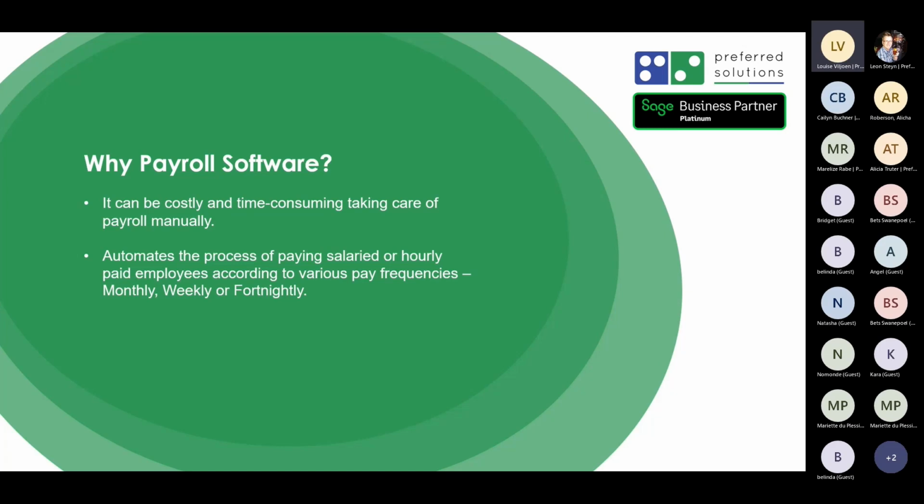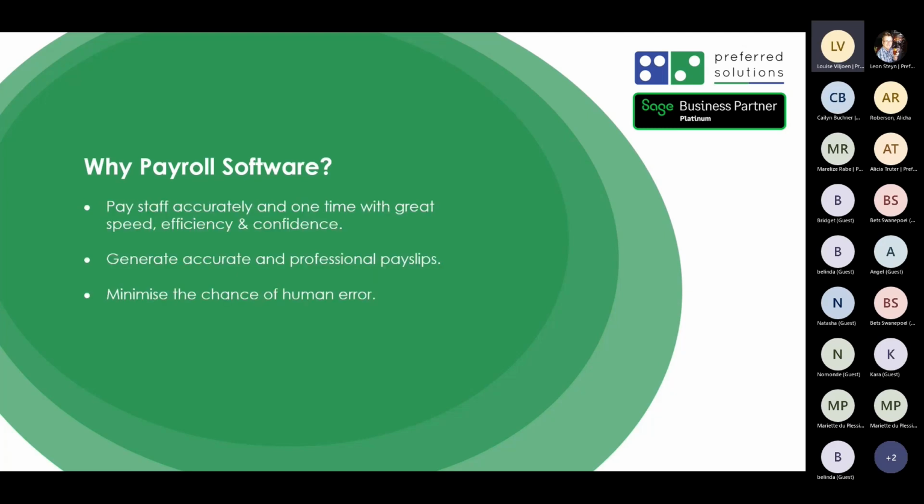You will see on the screen there is a few pointers and benefits of why it is important to have a computerized payroll system. It will make your life so much easier, from processing your monthly, weekly or fortnightly payroll, up until the end where you need your reports for submissions, for your monthly submissions, your biannual submissions, as well as your annual submissions to SARS. Instead of doing it manually, we really would like to encourage you to get a computerized payroll system.